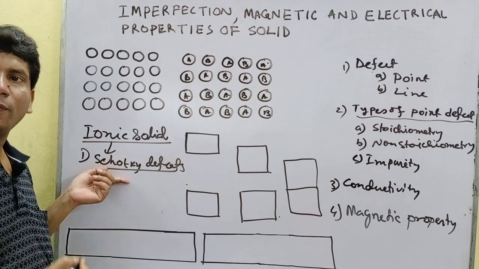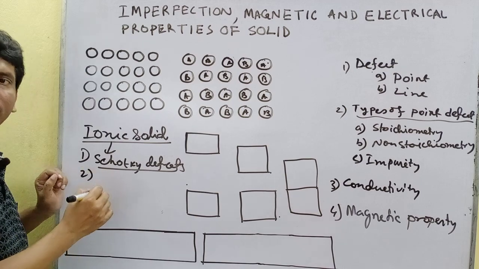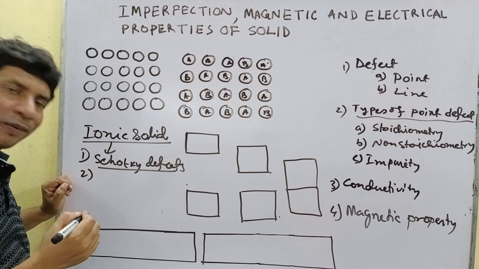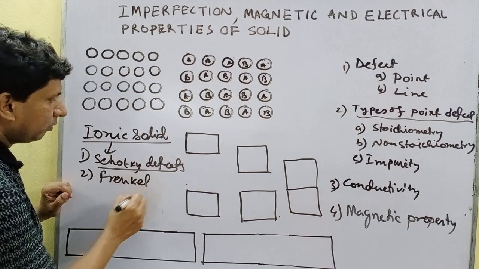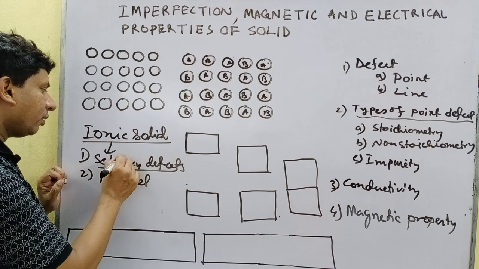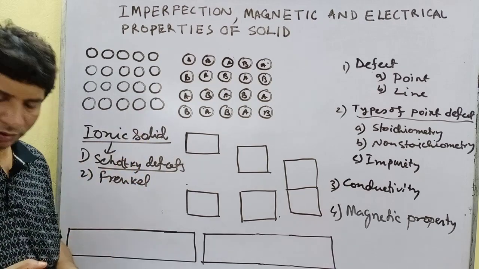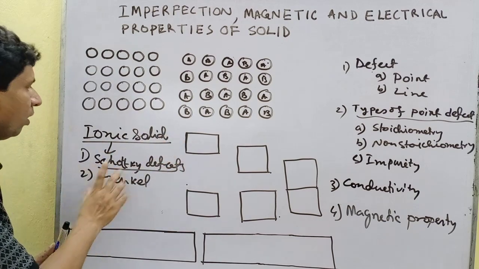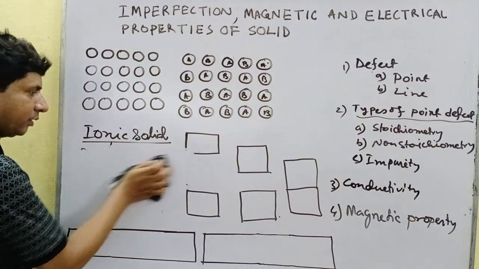Clear? Schottky defects. And another is Frenkel defect. So one is Schottky defect, with a double T, and another is Frenkel defect. In ionic solids, stoichiometric defects are of two types: one is Schottky defect, another is Frenkel defect. Now what is the Schottky defect?